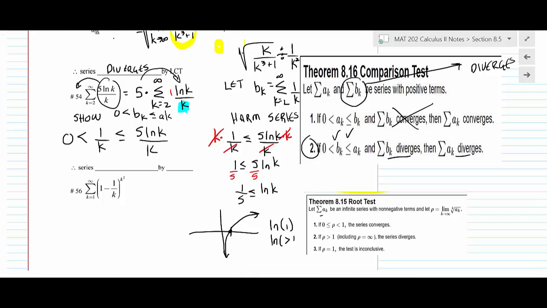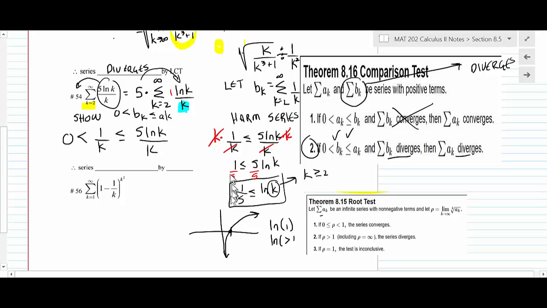Now remember, in our problem, k starts at 2, right? Everybody agree? Okay, so if k is greater than or equal to 2, would that be true? Absolutely, because if you do the ln of 2, you're going to be in this positive part of the graph. And if you went through and finished that, you could even write this in exponential form. So you could say e to the 1/5 is equal to k.